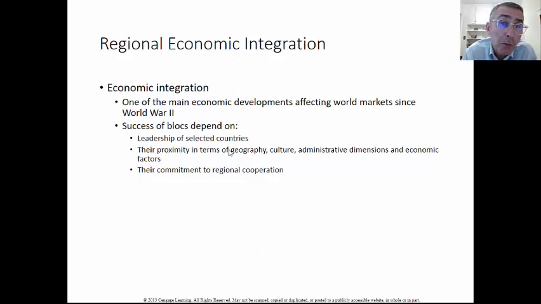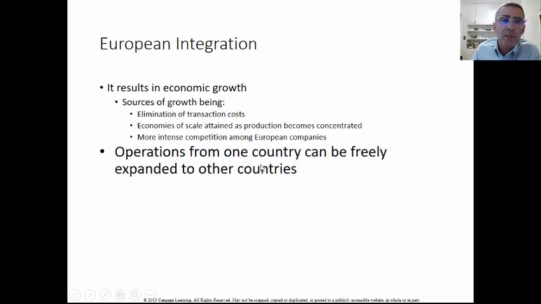So in terms of proximity, these are not near us, obviously. But don't feel like you're restricted by proximity, right? On the other hand, the European Union, yes, they're all neighbors, right? North American Free Trade Agreement, we're neighbors. So there's a tendency to usually do that with your neighbors. Their commitment to regional cooperation is another success, right? So European integration results in economic growth of the EU.